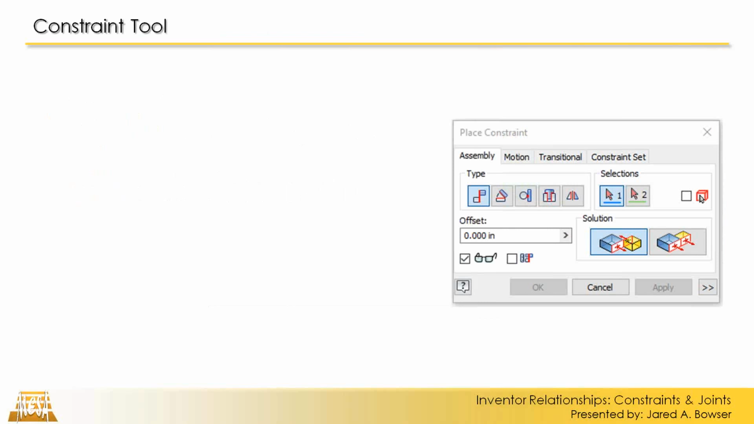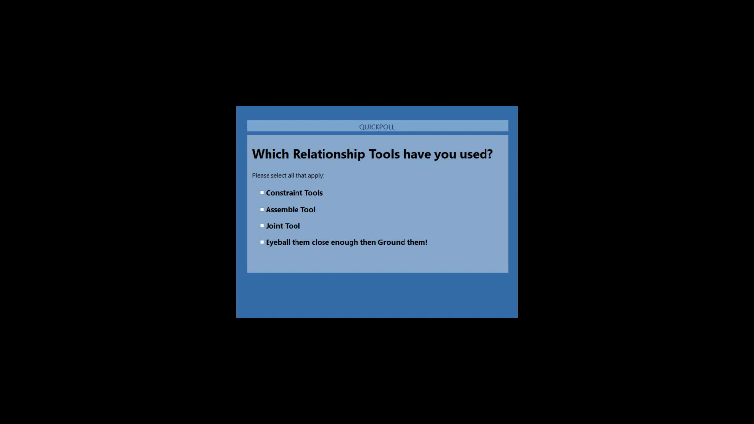All right. So I wanted to start off today just by looking at a couple quick slides. Before I do that, I do have a couple polls for you, though. So we're going to start off with our first poll. And there's a couple different relationship types that we're going to be looking at. The constraint tool, the assemble tool, and the joint tool. And our first question here is just wondering which of those tools you guys have used. That is multiple choice or multiple answer as well, so you could pick all 3 of them if you've used all 3 of them.